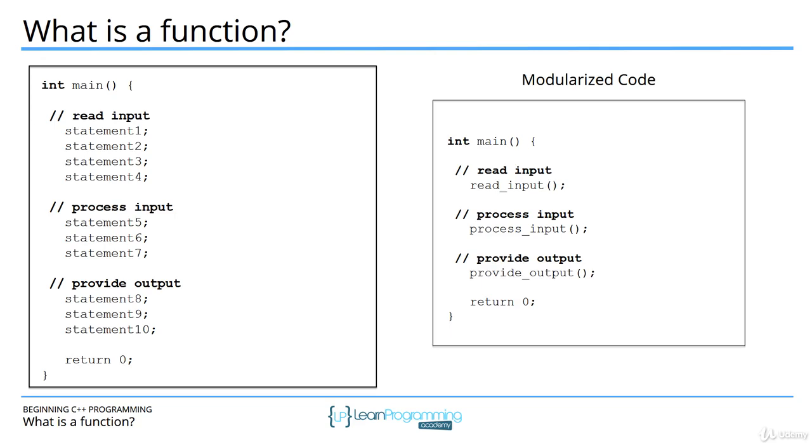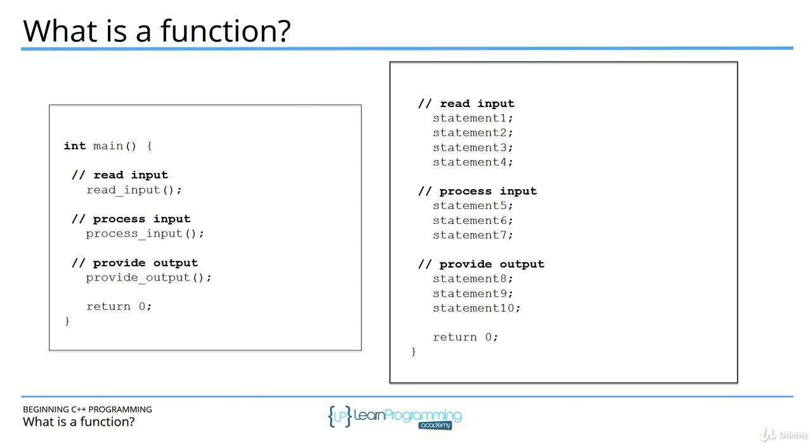Let's see what these functions look like. On the left side of the screen, we see the same main function with the 3 function calls. And on the right side of the screen, we see the implemented functions, read input, process input, and provide output. Notice that each of these functions executes the same statements that we were executing previously in the main function. This makes our code more modular, more readable, more maintainable, easier to debug, and easier to reuse. Let's see how this can help us develop programs.